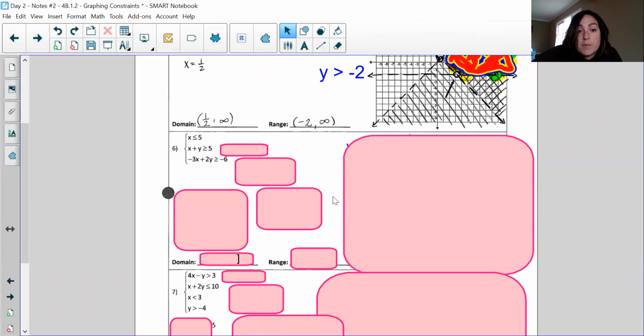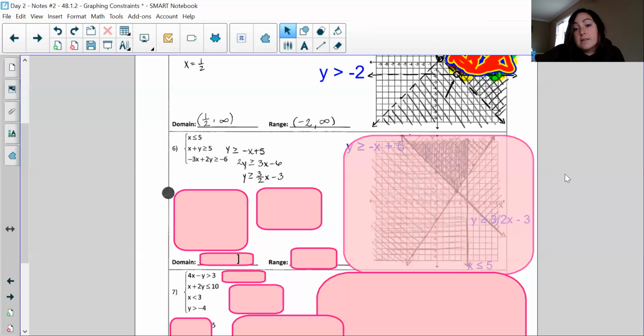All right, example number 6. x is less than or equal to 5. x plus y is greater than or equal to 5. So we solve for y and we get y is greater than or equal to negative x plus 5. And then negative 3x plus 2y is greater than or equal to negative 6. Solve for y. So we get y is greater than or equal to 3/2 x minus 3.